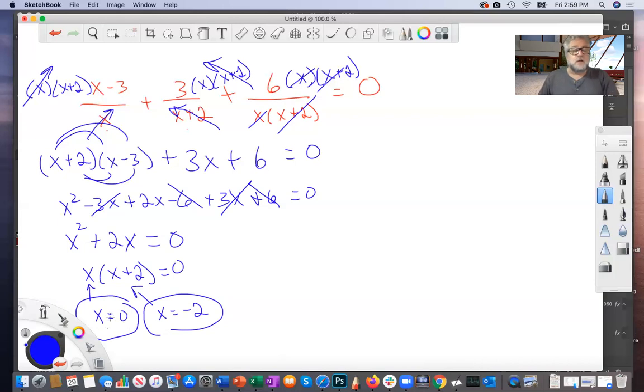Now, we got to check to see if these are extraneous. Can I use x equals 0 up here? No, I can't. It's going to blow up right there. And it's going to blow up right here. It's going to put a 0 in the denominator in 2 places. And x equals minus 2, can I use that? Nope, can't use it here, can't use it here. So neither of these are solutions. So for this equation, the answer is no solution.